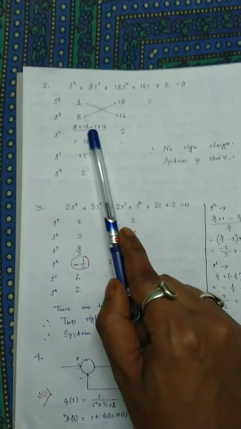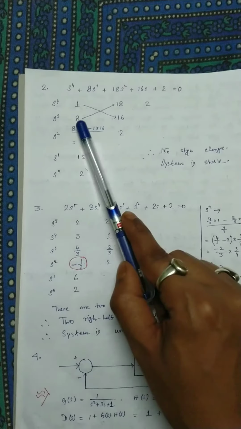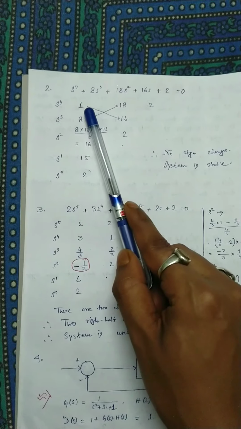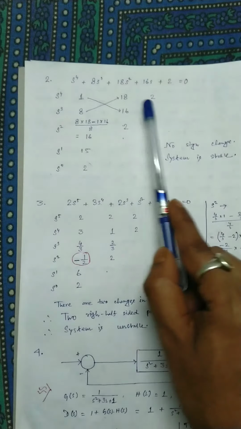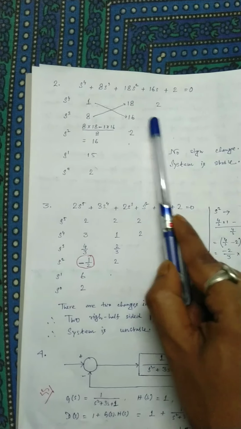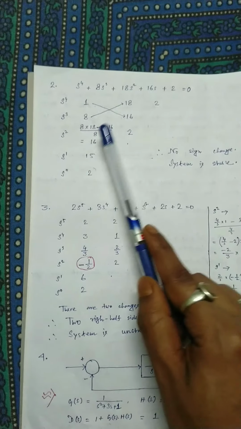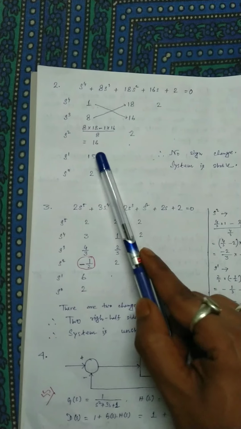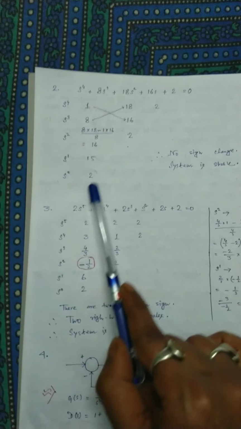Now here we have to calculate; as previously, the cross multiplication has to be done. 8 into 18 minus 1 into 16 divided by 8, that is 16. Here 8 into 2 divided by 8, that is 2, because this part is 0, so 1 into 0 will become 0. Here 16 into 16 minus 8 into 2 divided by 16, that is 15, and here 15 into 2 divided by 15, that is 2. So we can see that there is no sign change and the system is stable.